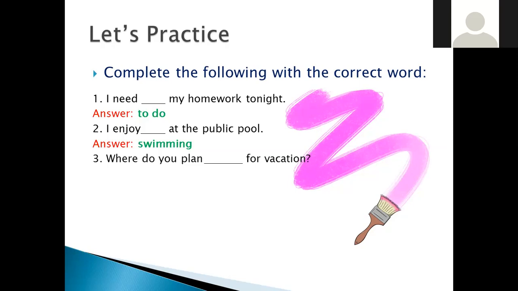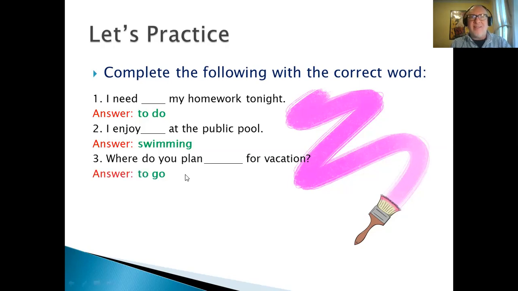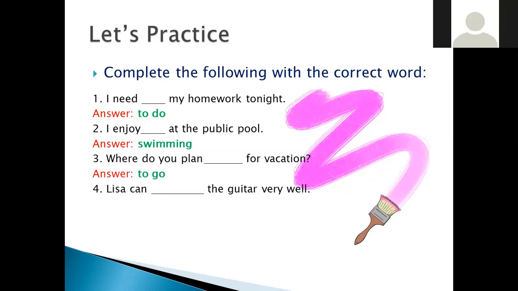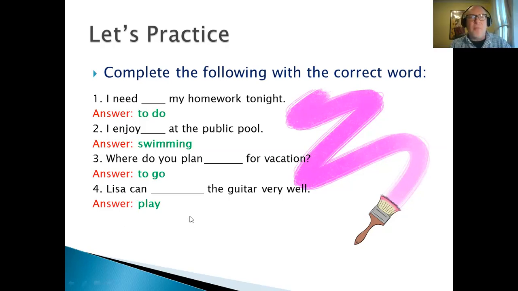Where do you plan ___ for vacation? To go. Very good. Excellent. Infinitive here. Plan to. All right. Let's try another. Lisa can ___ the guitar very well. To play, or just play? Play. Base verb, right? We use the base verb with our modals. Can is one of the modals. We talked about can and could and be able to last week.